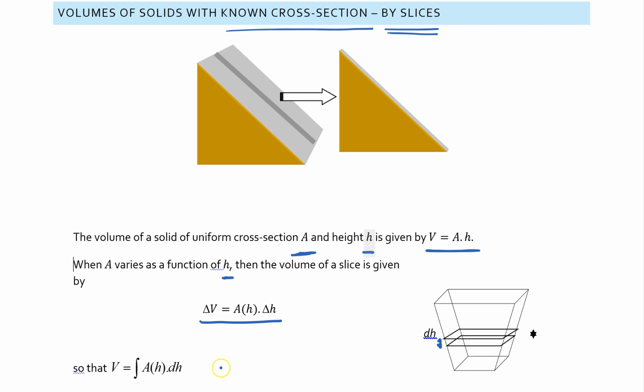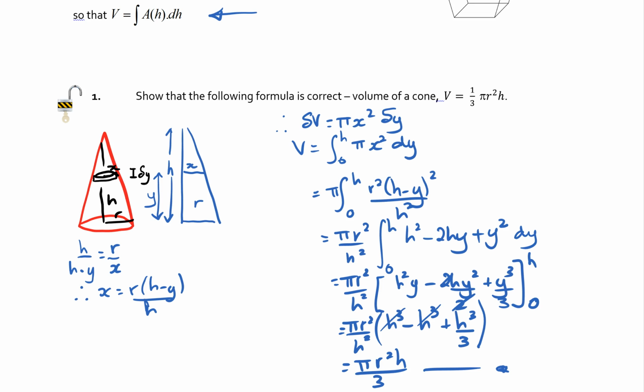So if we take that sum to infinity as we make delta h tend towards 0, that becomes our integral. So in this method, this is our underlying basis, that the volume is the integral of A as a function of h dh. Now the h will become x or y, depending on which way we take the slices, perhaps. So let's apply this method to this one here.